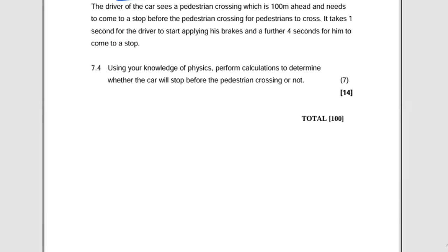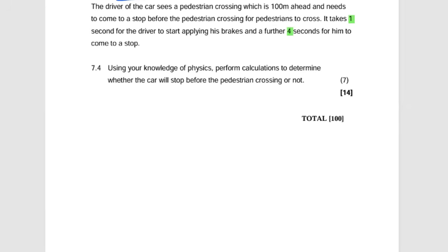Then the next part: the driver of the car sees a pedestrian crossing which is 100 meters ahead and needs to come to a stop before the pedestrian crossing for pedestrians to cross. It takes 1 second for the driver to start applying his brakes, and a further 4 seconds for him to come to a stop. Using your knowledge of physics, perform calculations to determine whether the car will stop before this pedestrian crossing or not.